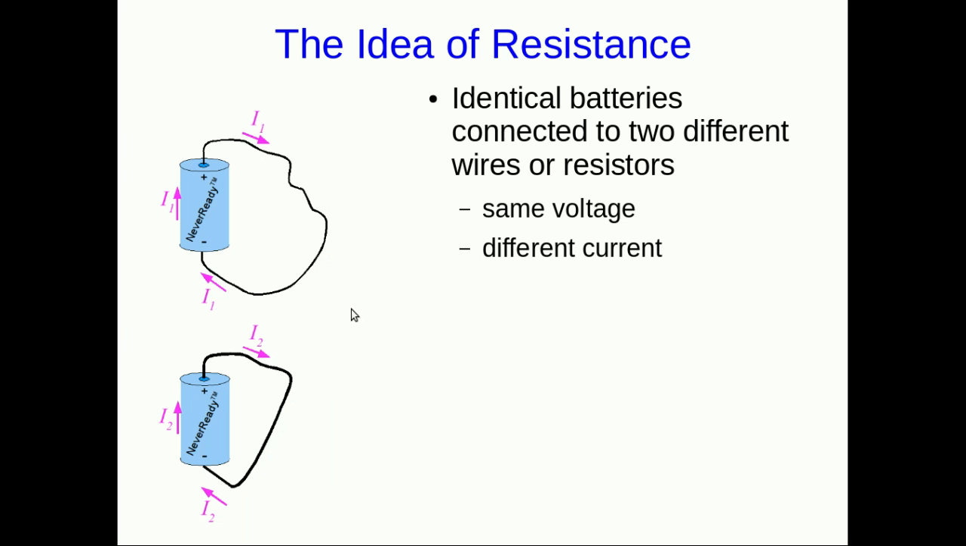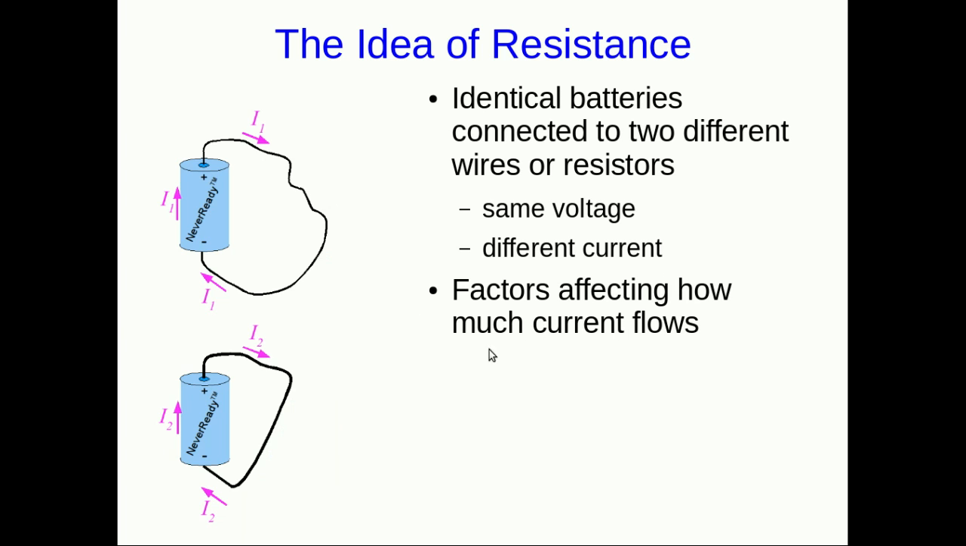So similarly, there are factors which affect how much current flows through a wire, and they include the length of the wire or the resistor. Longer wire causes less current.